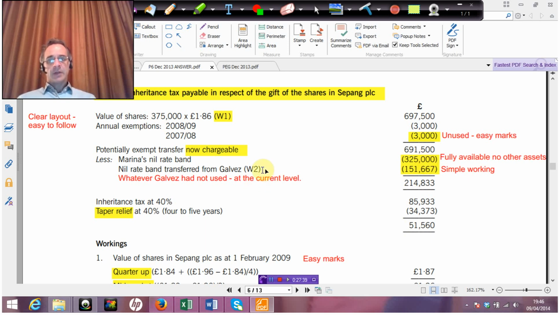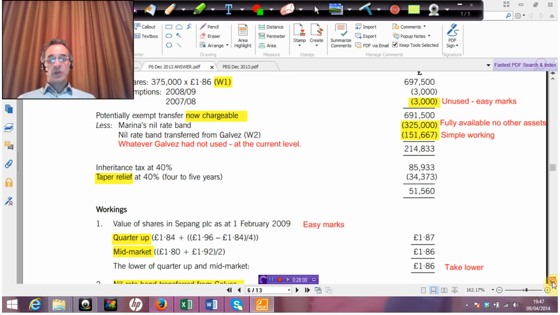Okay. Now the tricky bit maybe is just here, is the nil rate band transferred from her husband. Now you remember what I said earlier on is that where we have husband and wife and we have some unused nil rate band on the first death, then whatever is unused, we can bring that up at the current year level. Okay, so whatever he hasn't used. And you remember that what he hadn't used was 2 lots of 80.